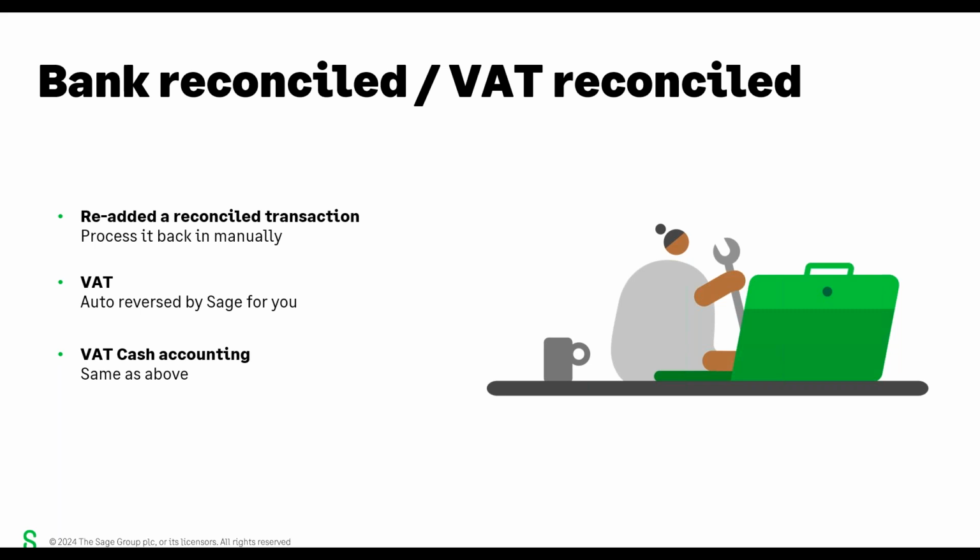This is what we've just done there. Bank reconciled versus VAT reconciled. We added a reconciled transaction, processed it back manually, and we tucked it back in to the reconciliation. So we took it out like a deck of cards, like the Jenga tower, but then we tucked it back in. We told Sage, no, we've already done this once, we corrected it. The VAT was auto reversed by Sage for you, did all the heavy lifting. Then it's just up to you to either process the correct transaction, or if it was a complete error, just leave it. That cash accounting works the same. It's the same as above. Okay, so Sage will just auto reverse things for you once it's been deleted in that instance. Hopefully that makes sense.